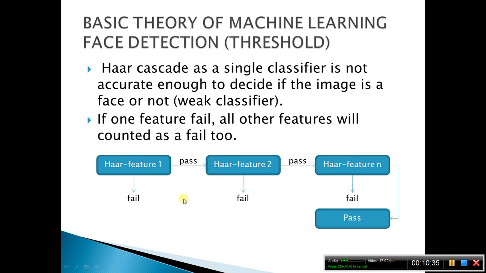In the slide, first we compute the feature and threshold here. Maybe feature one passes or fails. If one feature fails, all other features will be called as fail, and finally, if the feature value is a pass.